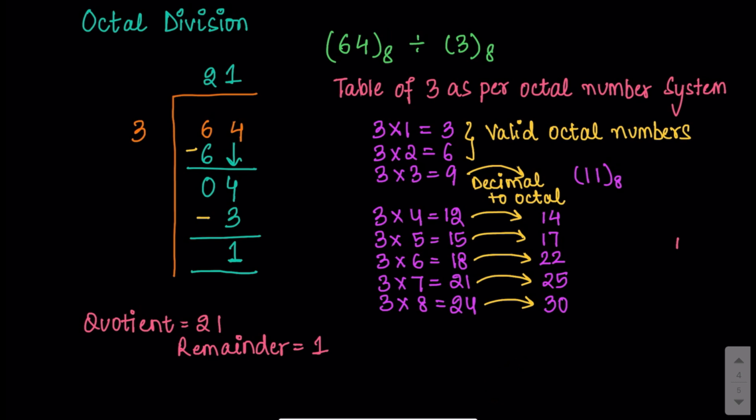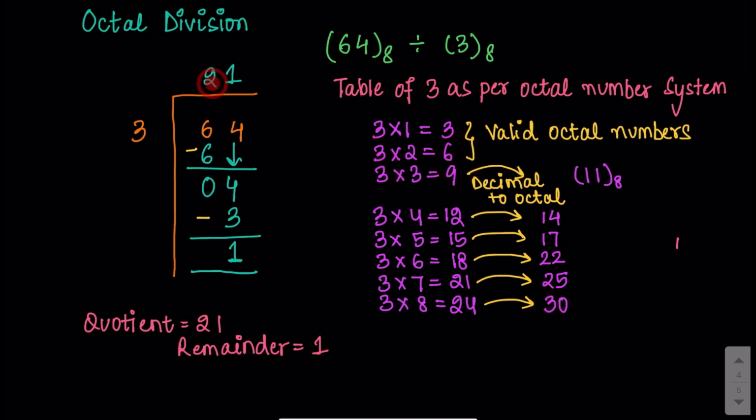Next, we'll come to this division now. So we start from here. We have 6 as the first digit and we need to divide by 3. As per the table that we have just obtained according to the octal number system, 3 into 2 is 6.